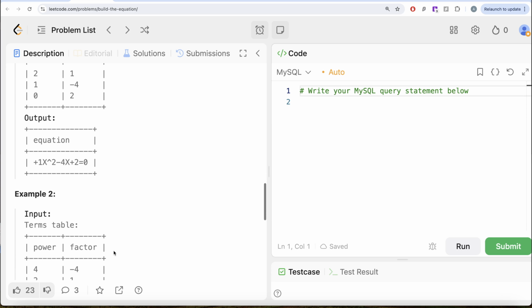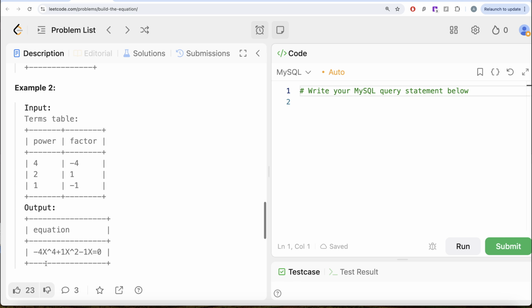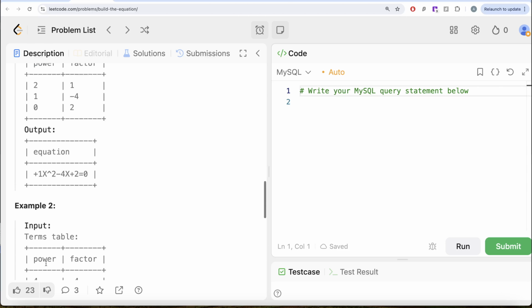If we look at another example, so here we have power 4, 2 and 1. So it should be minus 4x to the power of 4 plus 1 into x to the power of 2 minus 1x equal to 0, and that is what you have in our output. So let's try to solve this question.